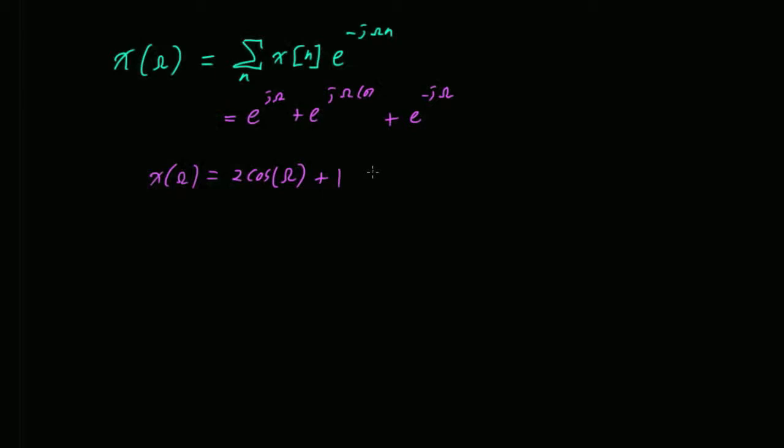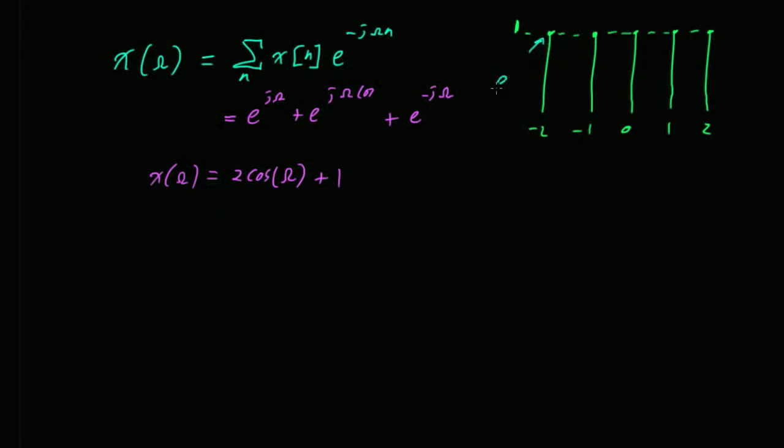If I had more samples, like if I gave you this function, then you'd have another term which was 2 cosine 2 omega, because this would be e to the j2 omega and e to the minus j2 omega, and you'd sum them and get that term. But that's it. There's no n.